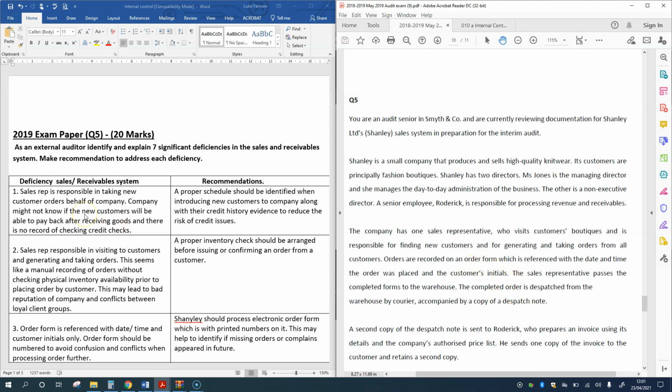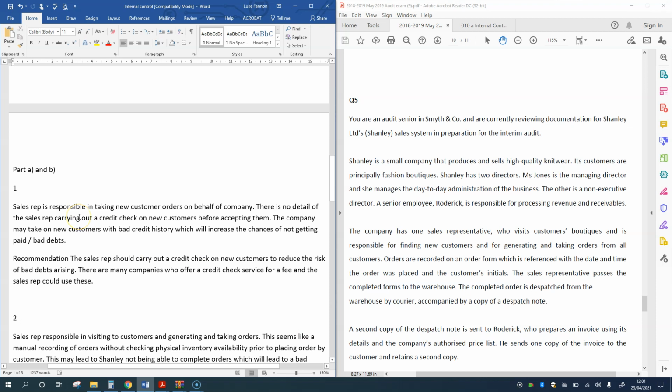The first thing they're saying here is the rep is responsible for taking in new customers, and the company might not know if the new customers will be able to pay. There's no record of credit checks. That's good, but it could be explained a bit better, so I'm going to reword that. And then the recommendation is good, to obtain credit history evidence, and I just reword it slightly to make it clear.